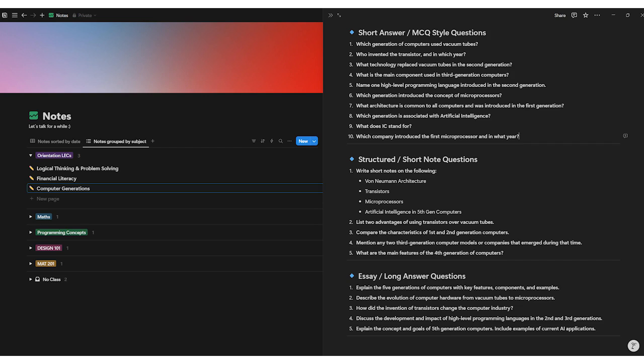We'll move into the eighth question. Which generation is associated with artificial intelligence? Artificial intelligence is fifth generation.